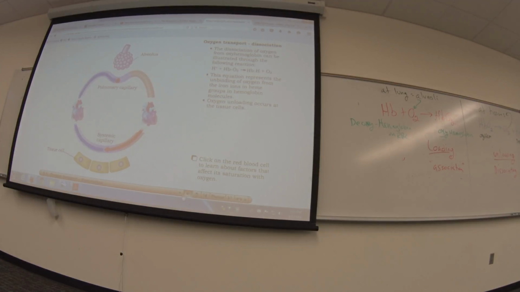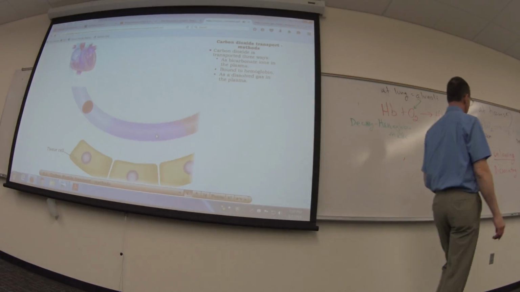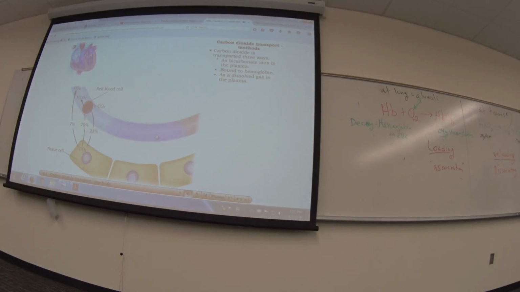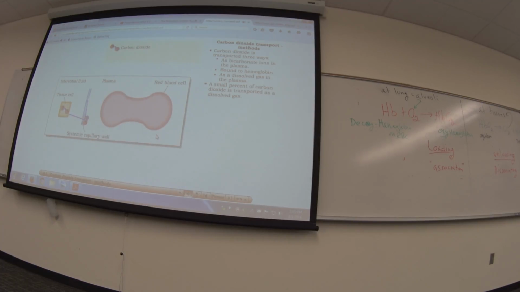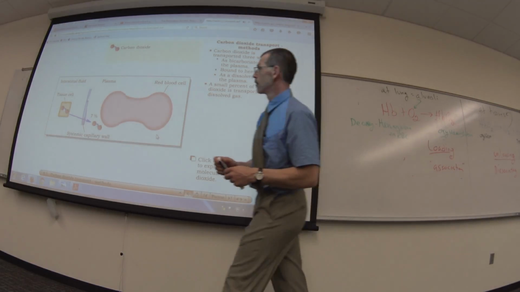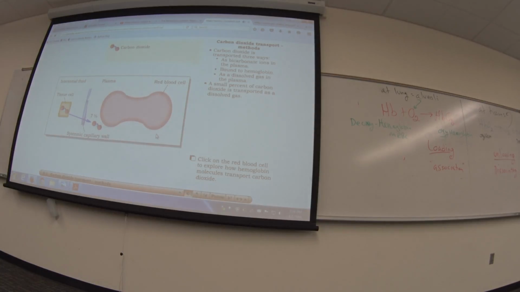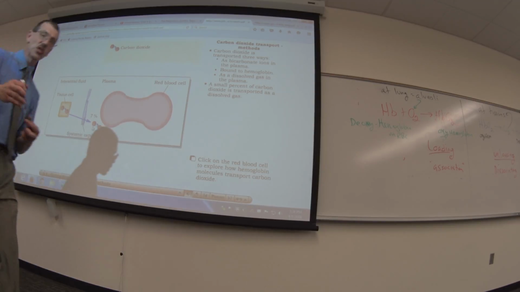All right? Carbon dioxide is picked up at the tissues and carried in the blood to the lungs for disposal in three forms: as bicarbonate ions, as carbon dioxide bound to hemoglobin, and as a dissolved gas. A very small percent of carbon dioxide is transported in the plasma as a dissolved gas. So about less than 10%. We're going to put that as number one at our tissue.